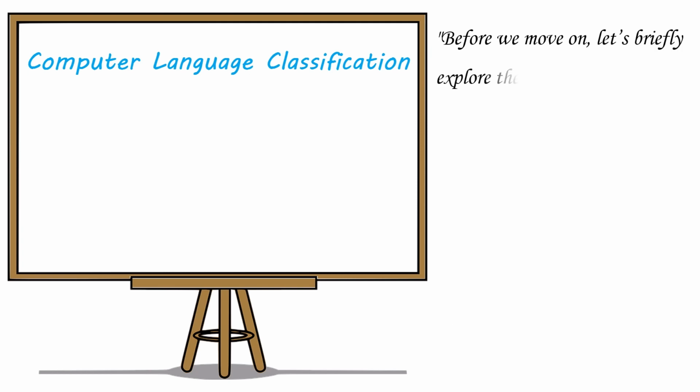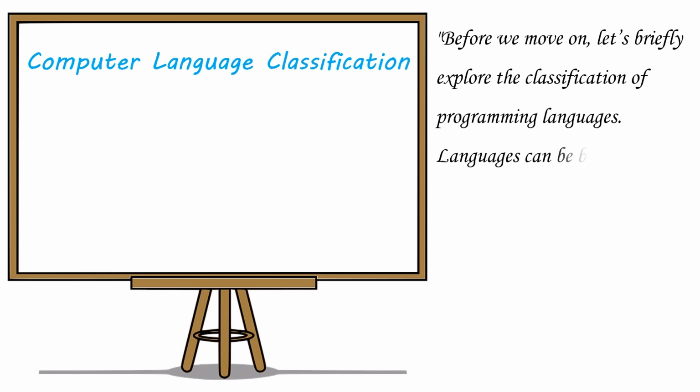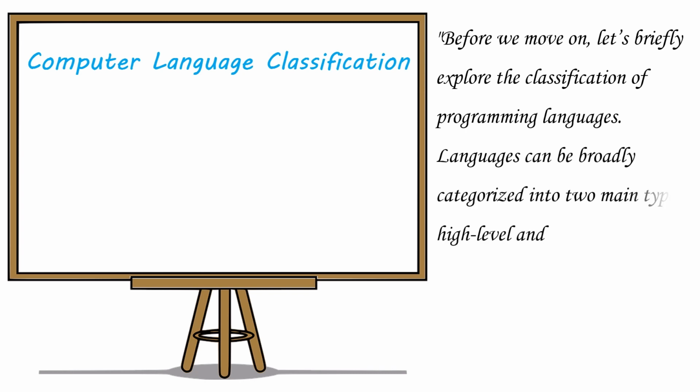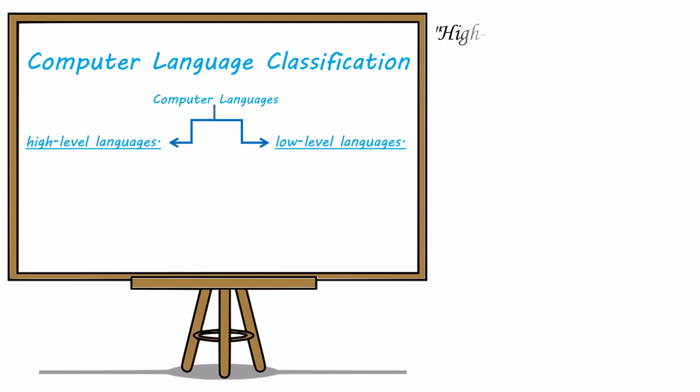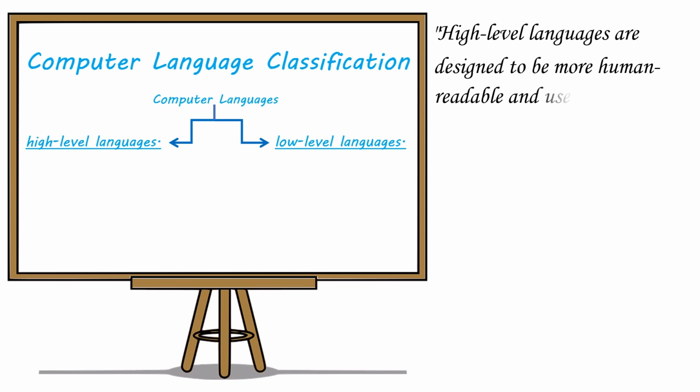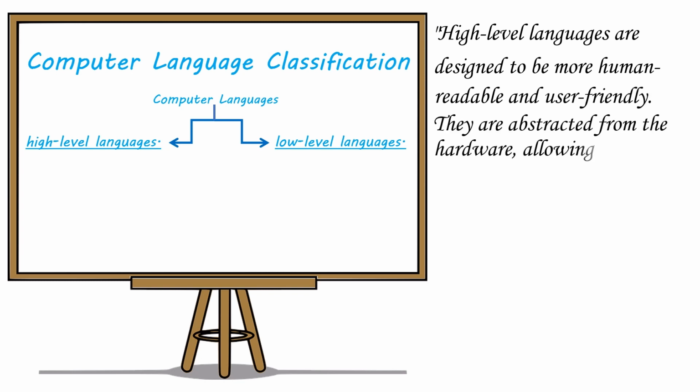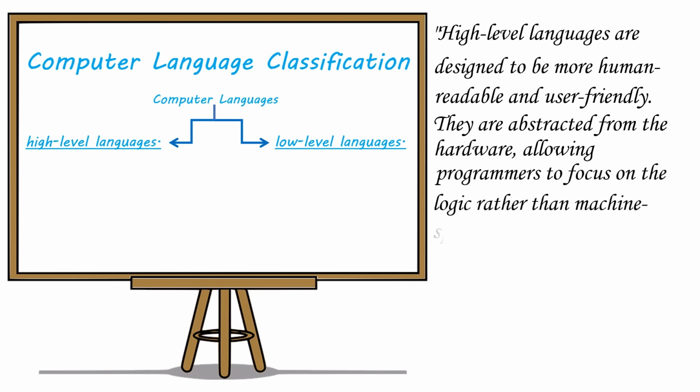Before we move on, let's briefly explore the classification of programming languages. Languages can be broadly categorized into two main types, high-level and low-level languages. High-level languages are designed to be more human-readable and user-friendly. They are abstracted from the hardware, allowing programmers to focus on the logic rather than machine-specific details. Examples include Python, Java, C++, JavaScript, and C.